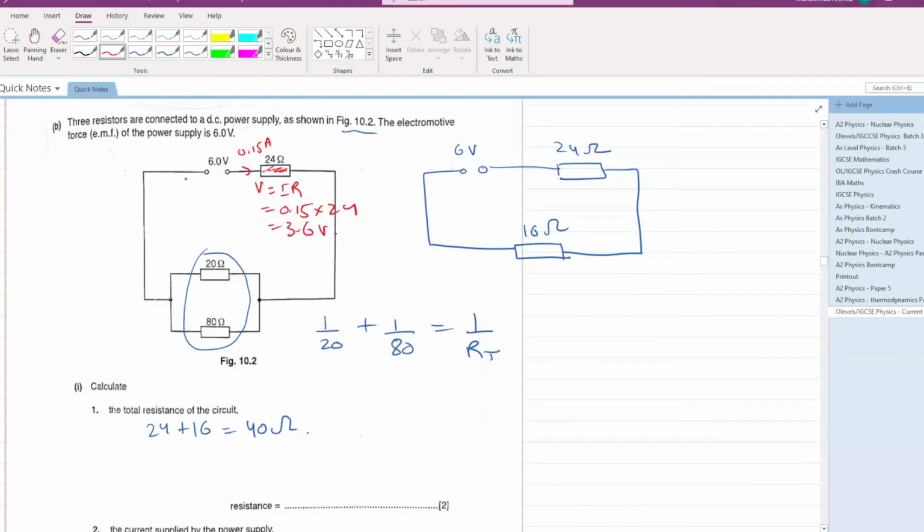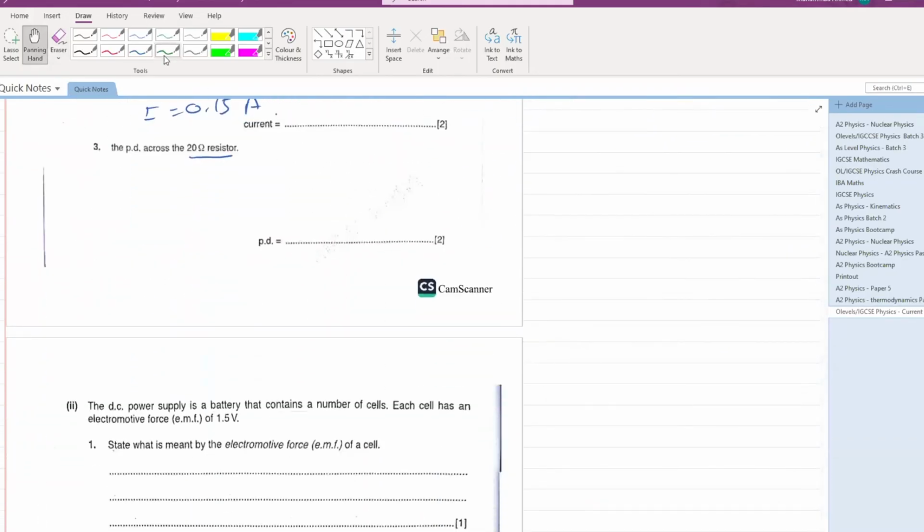The total voltage is 6. What will be the voltage in this parallel combination? 6 minus 3.6, that is 2.4. So you can say that the voltage across the 20 ohm resistor will be 2.4. Here also you will have 2.4 volts since voltage in parallel remains same. So yeah, you can say that the voltage across the 20 ohm resistor is 2.4 volts.